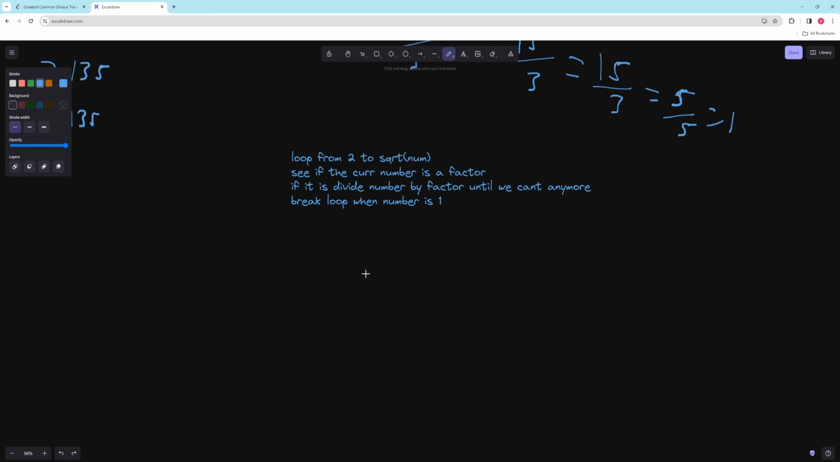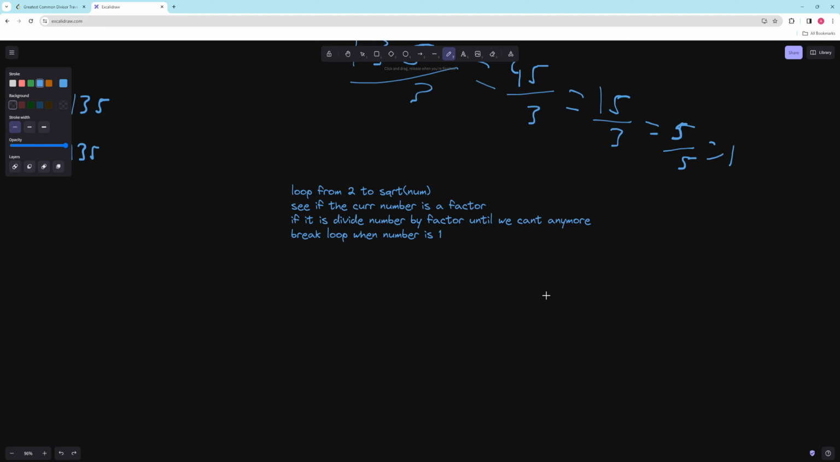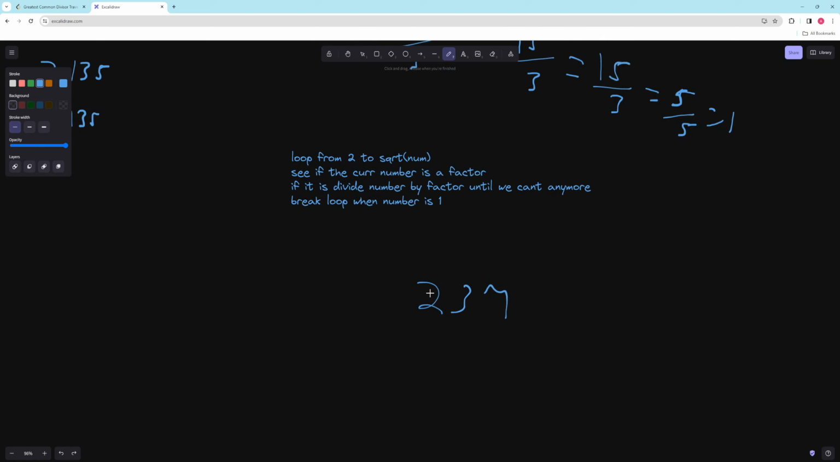So we can do it for one more number really quick. Let's make sure it's not prime. So let's pick a number like, let's see, 237, which is not prime. We're going to do the same thing. First we take 2. Is it divisible by 2? No, it's not. Is it divisible by 3? Yes, it is. So we're going to put it in here. And 237 divided by 3 is 79.